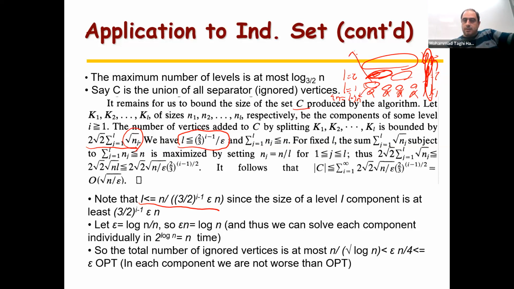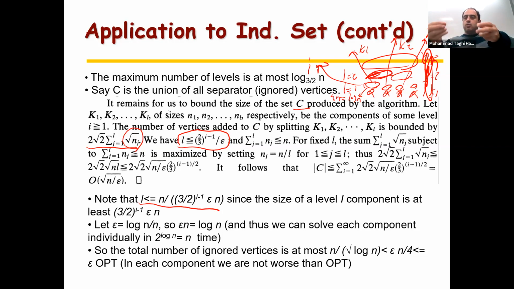So this is K1. This is K2. This is K3, and so on. So I will consider a level I. This is the level I. I will consider a particular level I, and for this particular level I will just name the components K1, K2 to KL for some L.